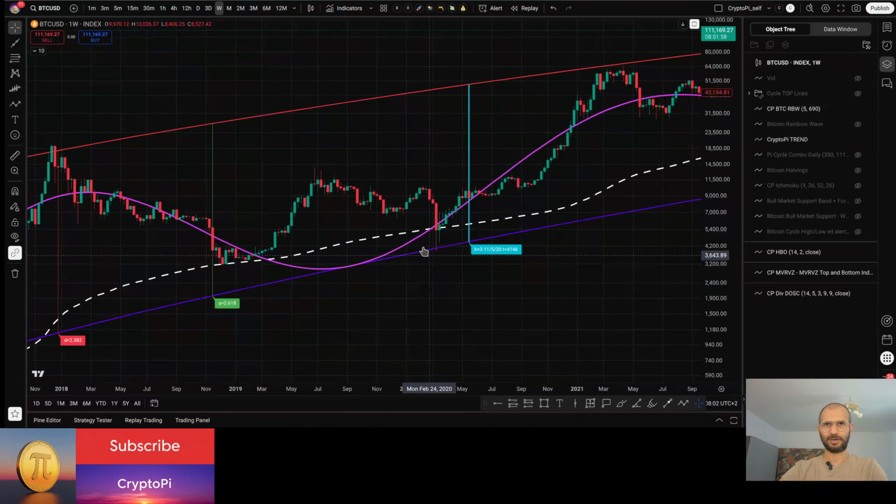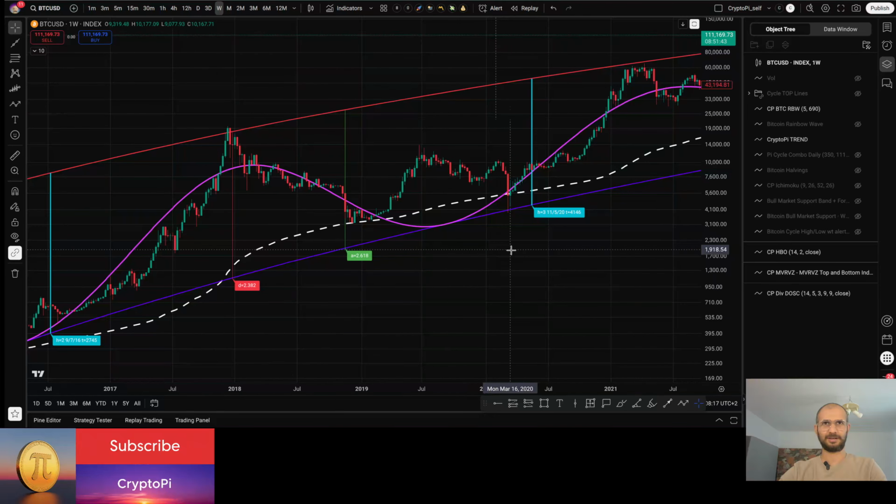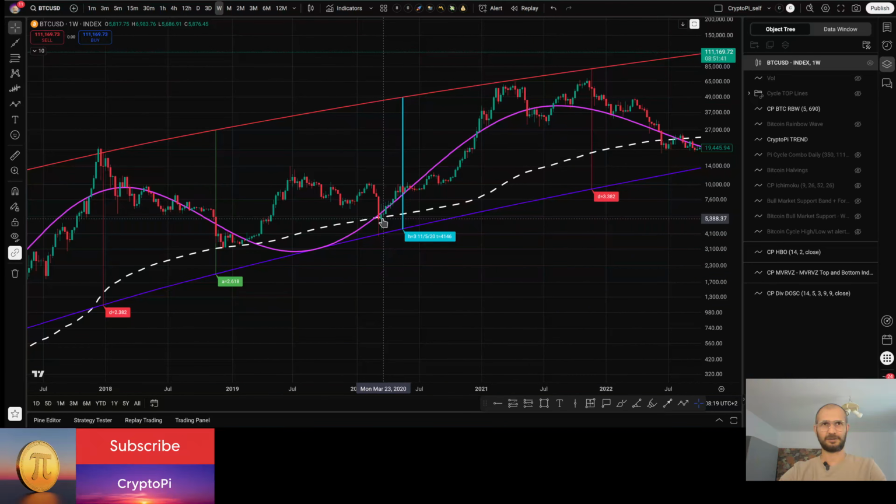This was the Corona crash. Now, Corona crash basically brought the price all the way to the 200-week moving average, but then it was still not the top, because we are at this point still far away from the cycle top.